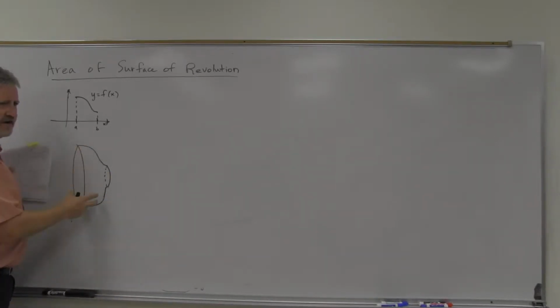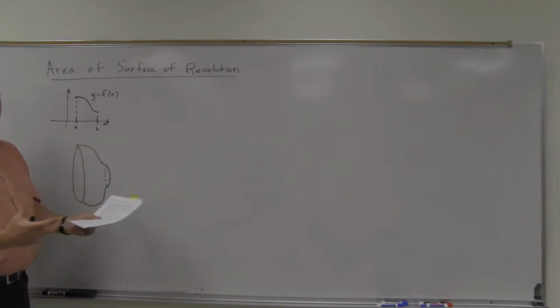And it's just the body. It doesn't count the two ends, because those are circles. If you wanted to, you could get the area of those two circles and just tack it on. But we're talking about the area of this surface, the body of the lampshade.